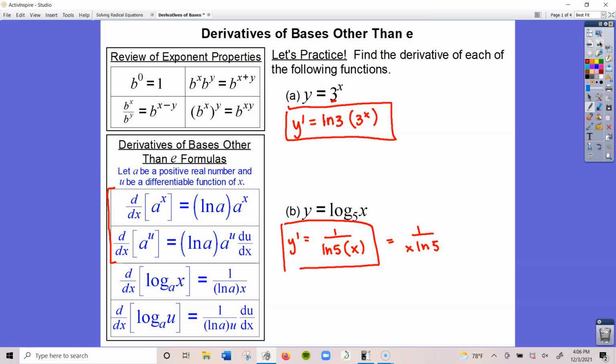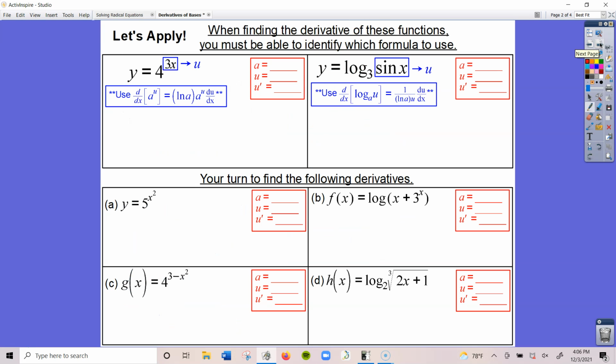Now let's look at some other types of questions. For all of these, the exponent or what's inside of log is going to be something other than x. So that's what I'm calling u. Sometimes I find it helpful to create a little table labeling what all of my components are. a represents your base. For this exponential, my a is 4. u is the exponent, which is 3x. And then u prime is the derivative of the exponent, which is 3.